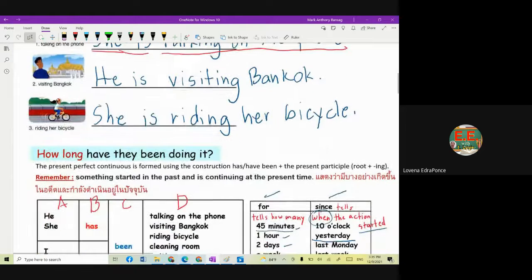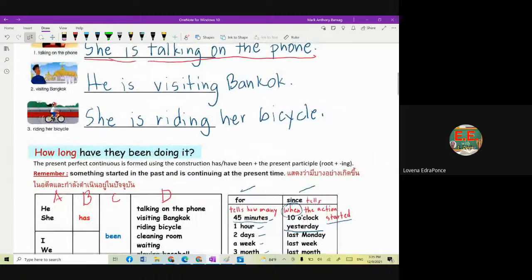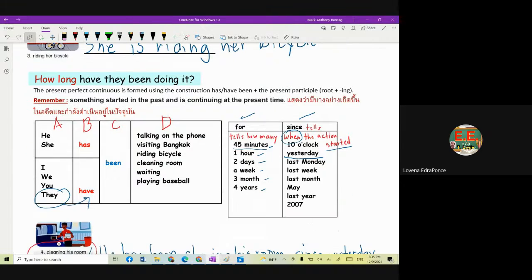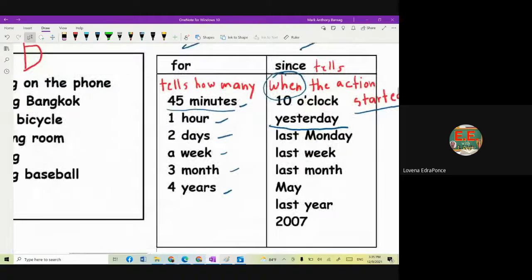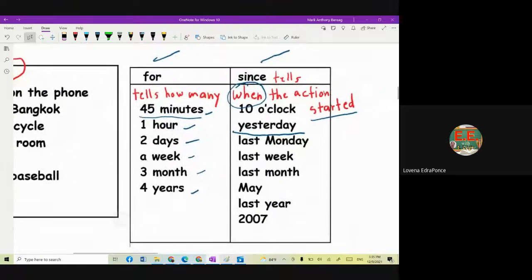All right. So next, let's continue and let's go back in learning how long. So this time, we're going to find out the length of time. So how long have they been doing the action? So remember, something started in the past and is continuing at the present time. The action already started, but it's not yet finished. It's still happening.